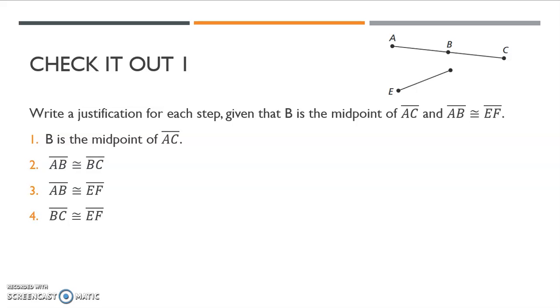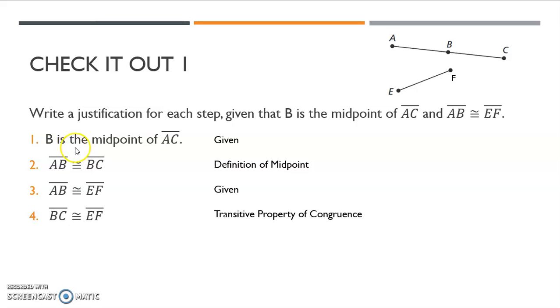Okay, make sure you've paused it because the answers are about to appear. Notice it says given that B is the midpoint of AC and AB is congruent to EF. So step 1's reason is given and step 3's reason is given.